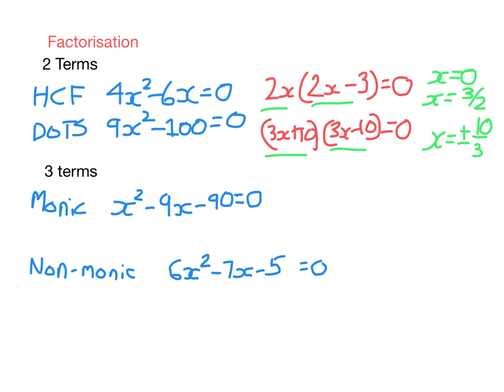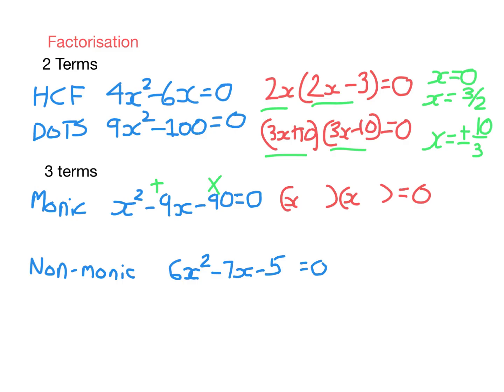Now let's look at where we have three terms. If it's monic like this one, we find two numbers that multiply to the constant term and add to the middle term. So we're going to set up two brackets, and those numbers about which I just spoke go in the brackets with the x.